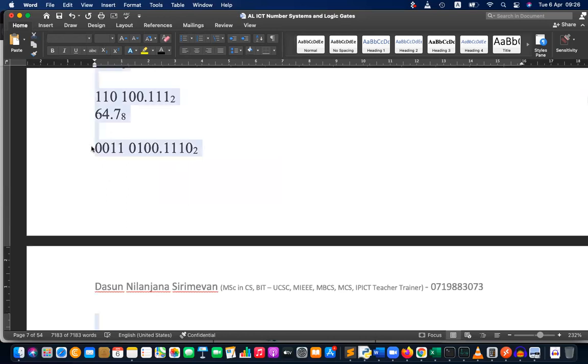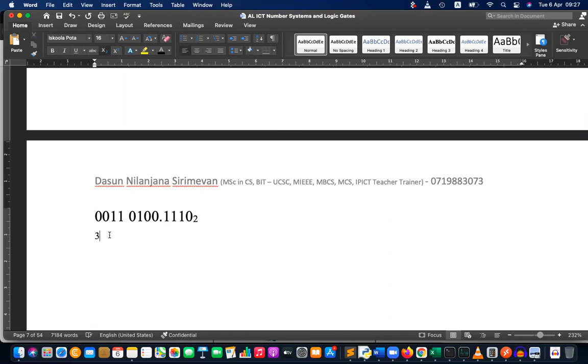Can you tell me the hexadecimal value of this? 3. 100 is 4. 1110 is 14. 2 plus 4 plus 8 is 14, not 12. So that's E. Right, then the hexadecimal answer is 34.E. That is how you take the values.